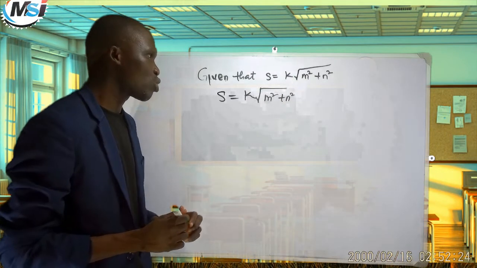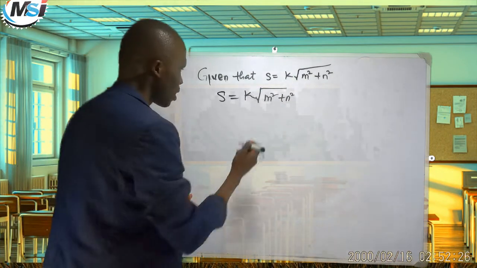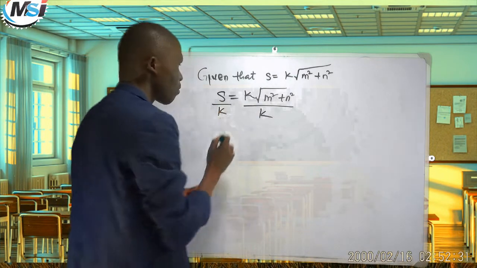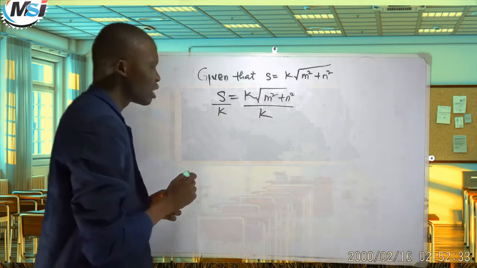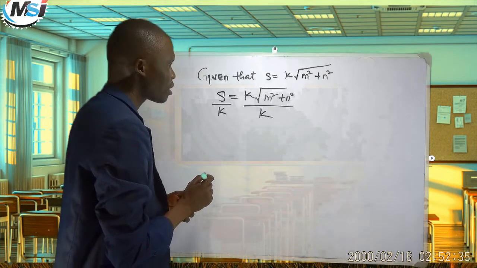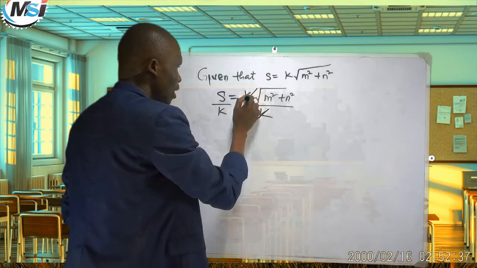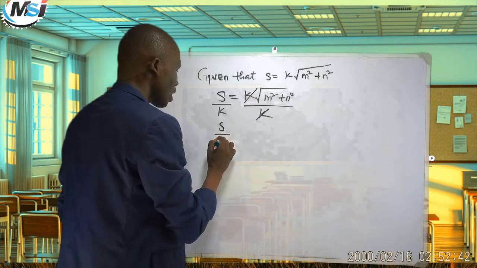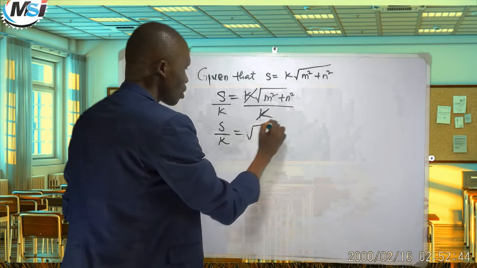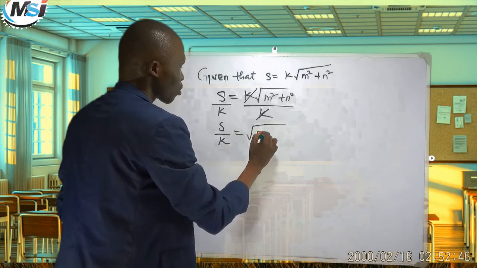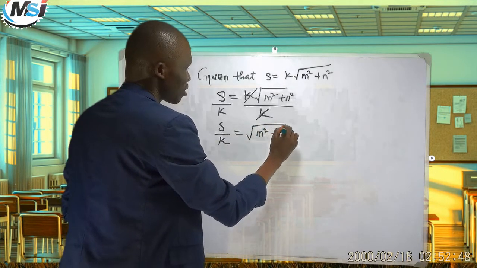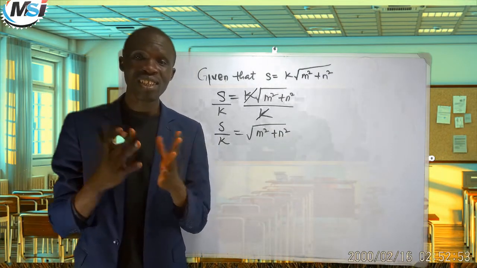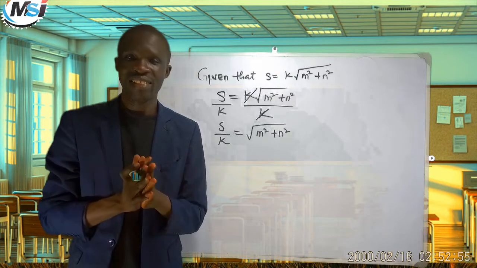So what are we going to do? We are going to divide this by k, divide this by k, right? Now when you do this, this k will cancel this k, right? That means x all over k equals square root of what? m squared plus n squared. Don't get confused. This is just the ability to think and think.